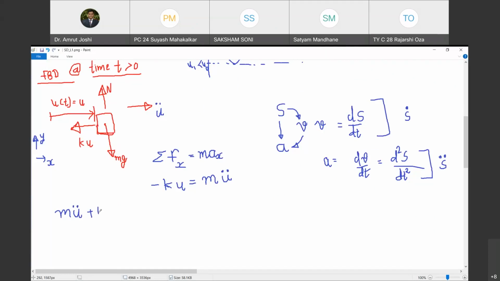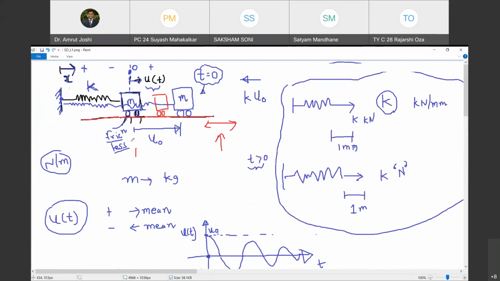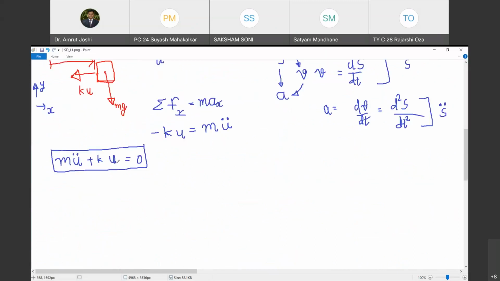Equals to zero. Do you agree with me? Yes, sir. And now mathematically, a simple looking problem in physics has translated itself into a second order ordinary homogeneous differential equation. Are you with me?